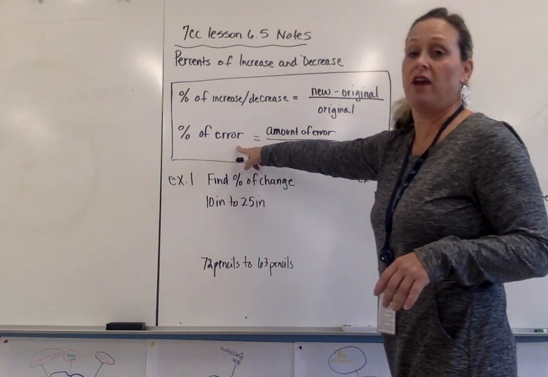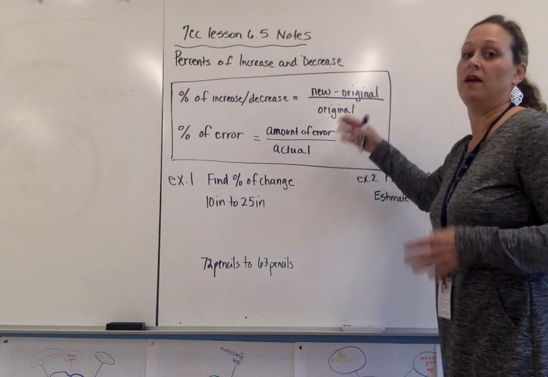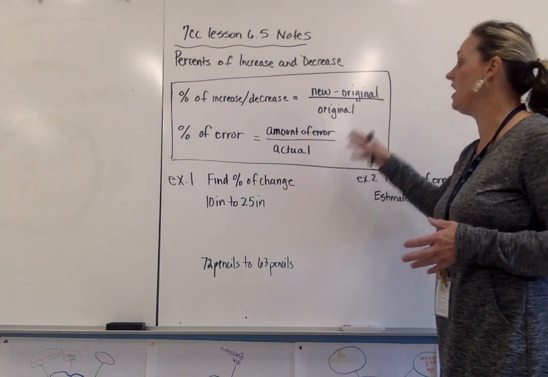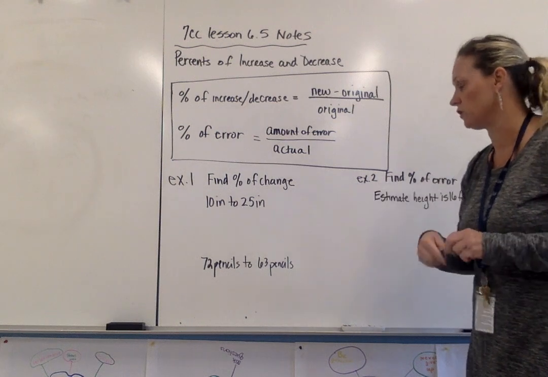And then the percent of error, that's going to be the amount of error over the actual. And then when you do the division again, that'll give you a decimal, which you'll then change to a percent. So let's talk about the first one.